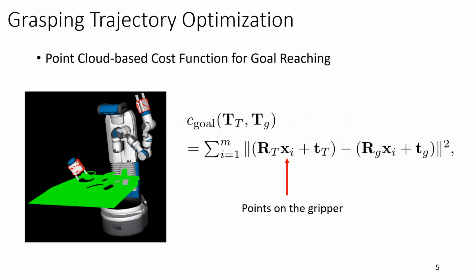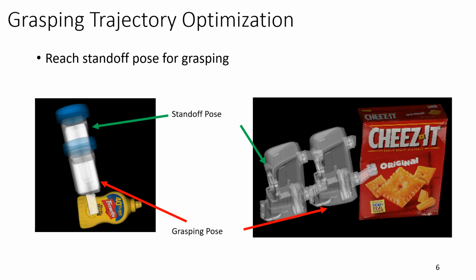In our optimization problem, we have a goal-reaching term which encourages the robots to reach one of the planned grasps. This term is based on the pairwise distance of points sampled on the robot gripper. We also introduced a standoff pose in our optimization problem. This term encourages the robots first to reach the standoff pose before reaching the final grasping pose, which can avoid collisions with the target objects.